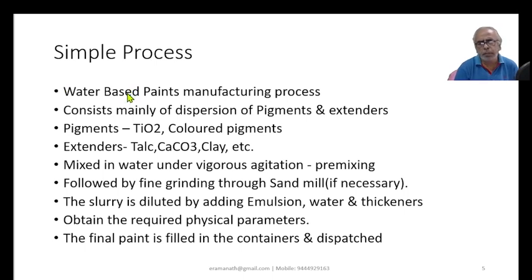After all, water based paints are manufactured with the major process called the dispersion of pigments and extenders. The dispersion is grinding into a paste, and finally it is made up to the required volume. And the major pigments are titanium dioxide and the required color pigments. Then we need to add some extenders also, like talc, which is nothing but soapstone, then calcium carbonate, that is calcite, clay, etc.